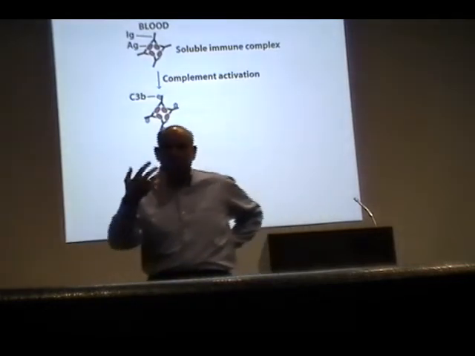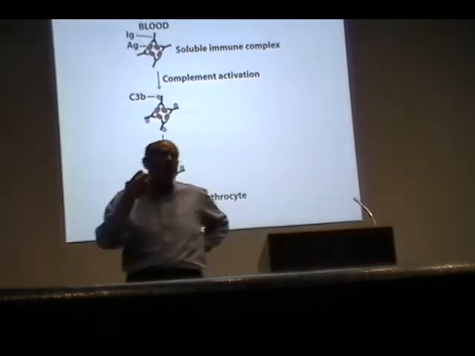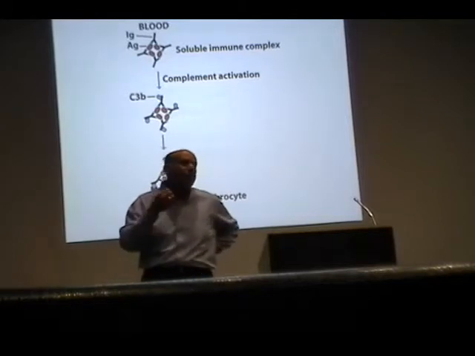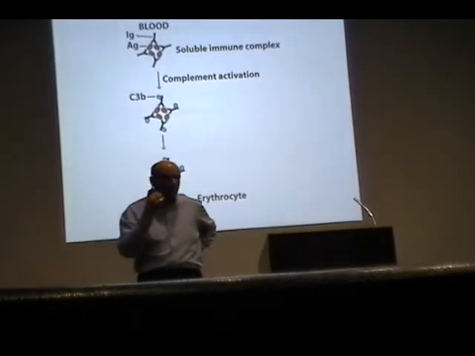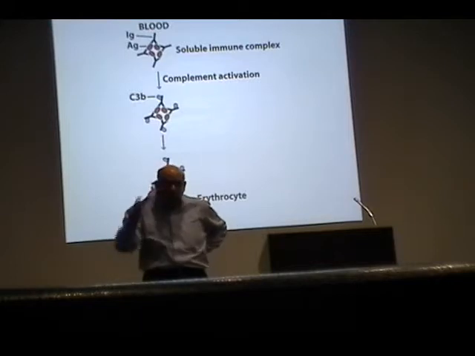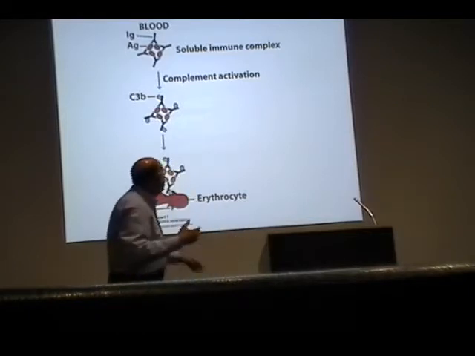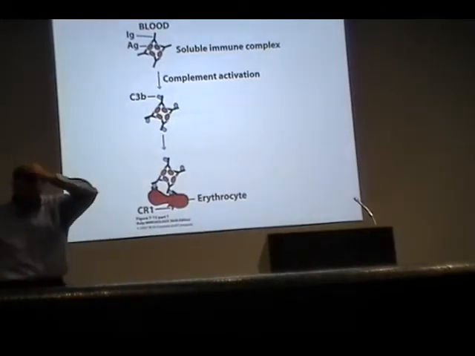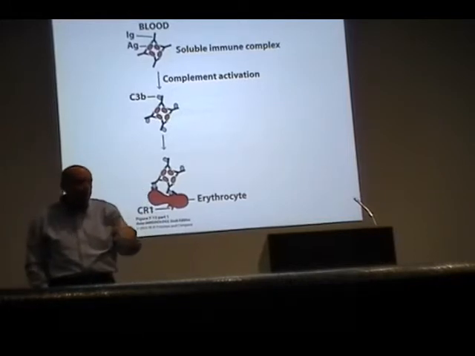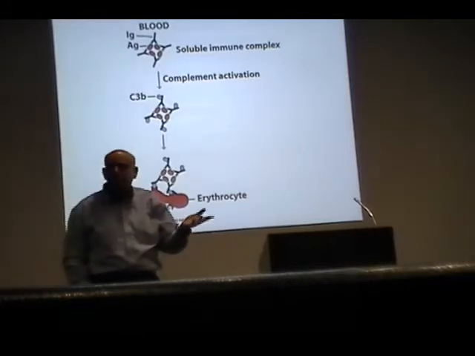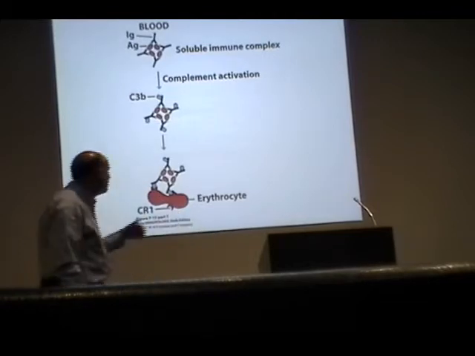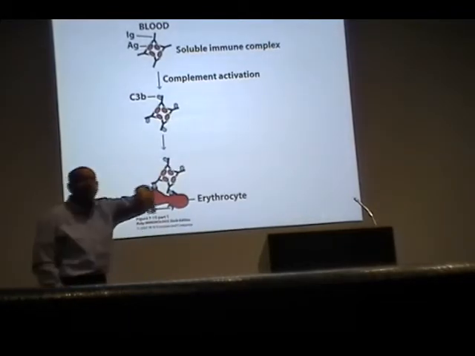C1rs are brought in. We build the C4A, C4B, C2A, C3 convertase right on the surface of the immune complex rather than on the surface of the bacteria, but conceptually it's the same thing. It's a big molecule that shouldn't be there. We deposit C3b on the surface of that immune complex because C3b will covalently link to primary amines and SH groups. Now we've got C3b coating the immune complex.